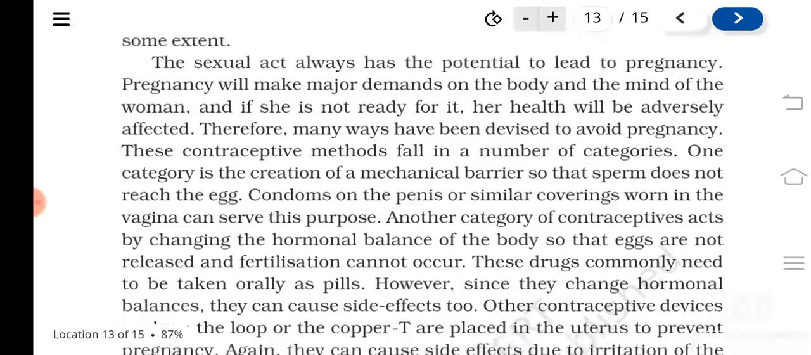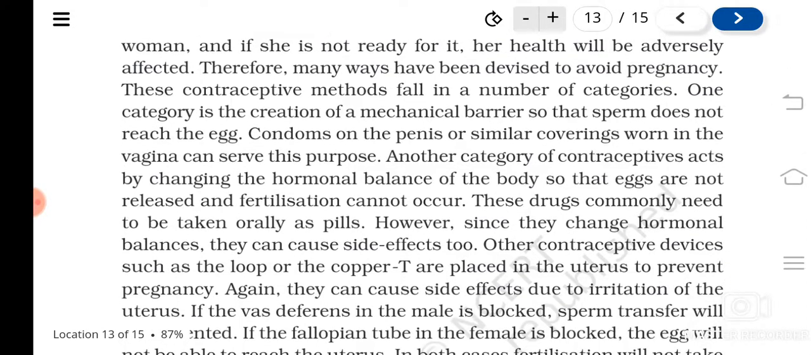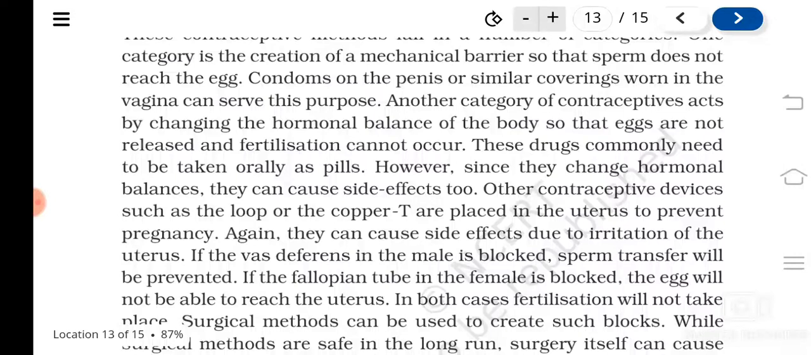Like barrier methods, which will not allow the meeting of egg and the sperms. So condoms are examples of this. Okay, so one additional advantage of this barrier method is it will also prevent the STDs. In addition to acting as a contraceptive, it can also prevent what? STDs.